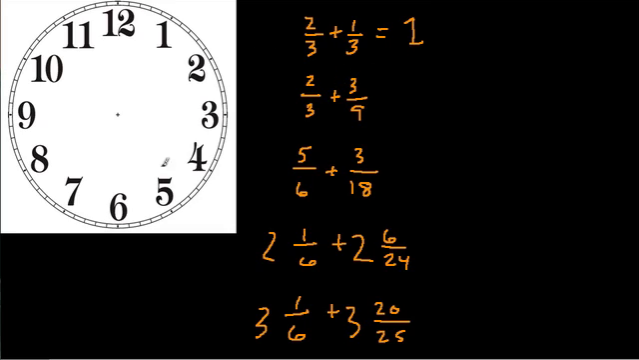Right? 2/3 is like 40 minutes, brings us all the way here. Every third is 20 minutes. 2/3 is 40 minutes, brings us here. Another third is another 20 minutes. 40 and 20, that's an hour, excuse me, or 1 hour.